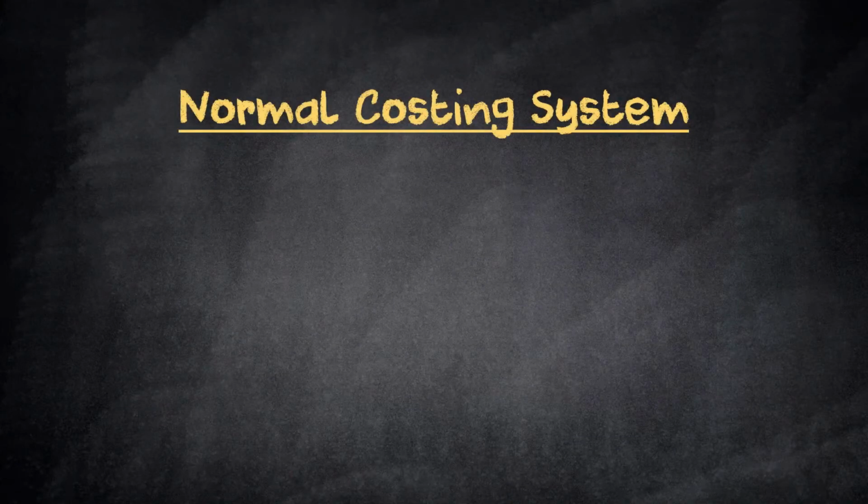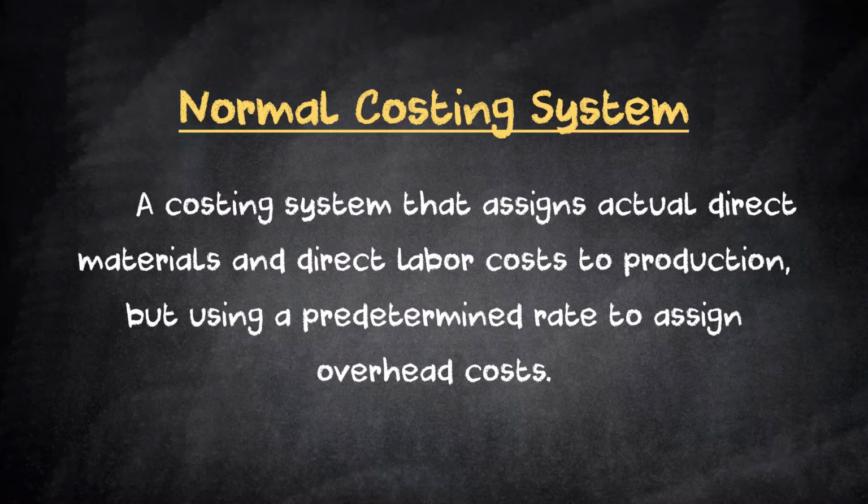So next we have our normal costing system. So sa normal costing system, we use the actual direct material and direct labor cost. For the manufacturing overhead, we shall use the predetermined overhead rate or POHR. So how do we get the POHR? As previously discussed, in accounting for overhead, we shall compute for the POHR by dividing the estimated manufacturing overhead cost to the estimated total units in the allocation base.